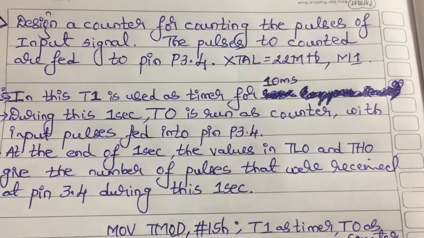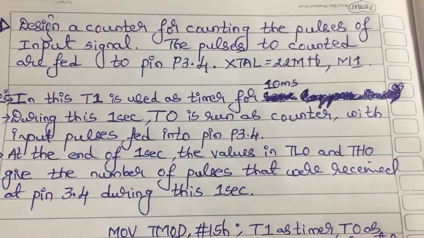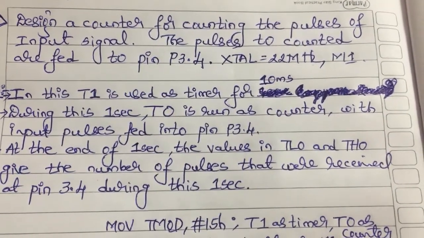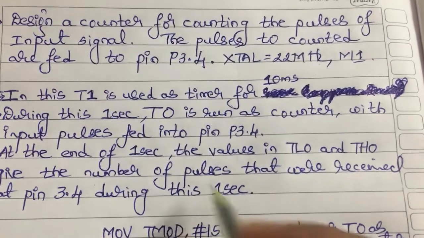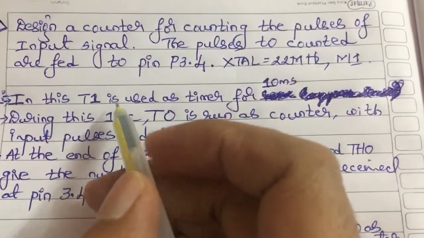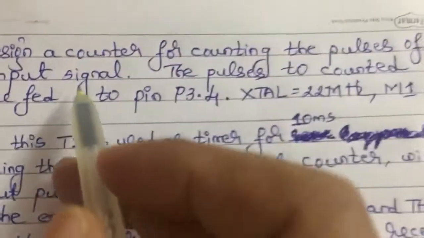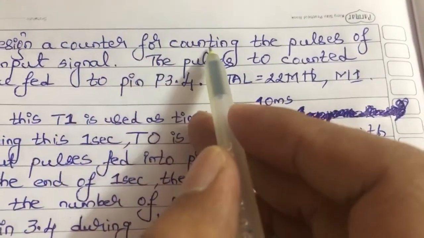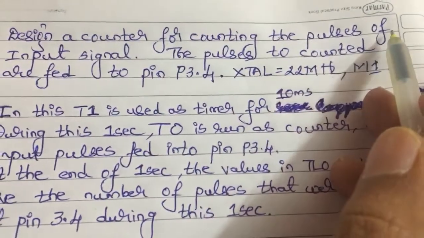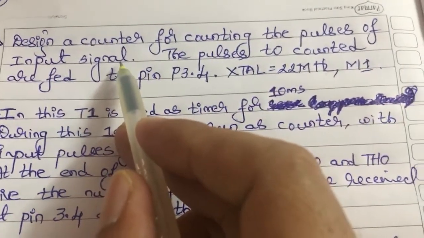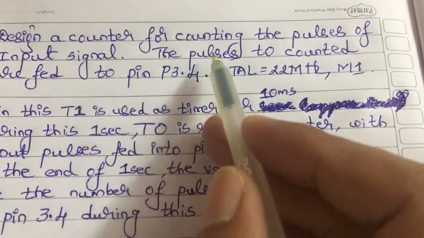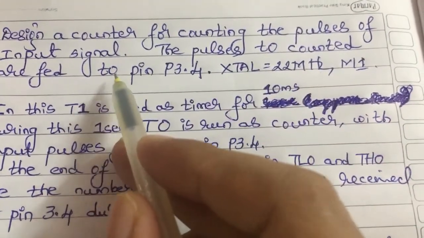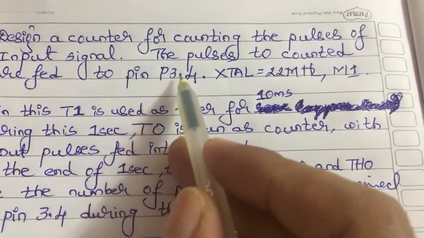In the last section we have studied the basics of counter programming. Now we'll take up the first example of a counter. Let me read the statement first. Design a counter for counting the pulses of an input signal. The pulses to be counted are fed to pin P3.4.